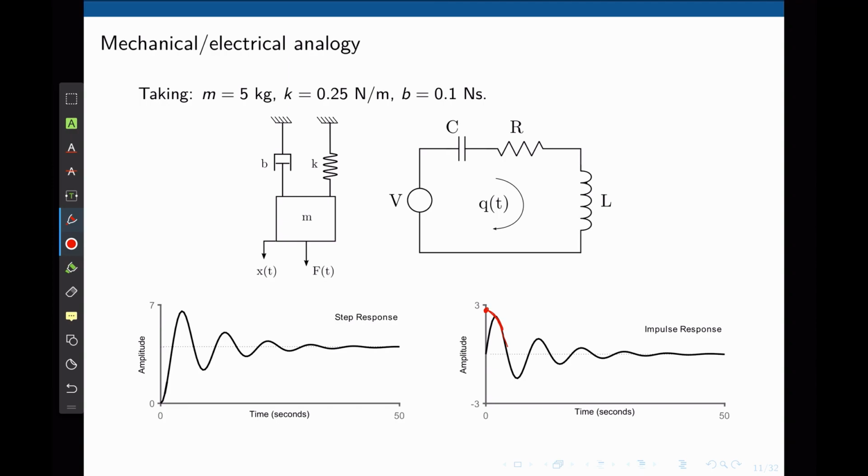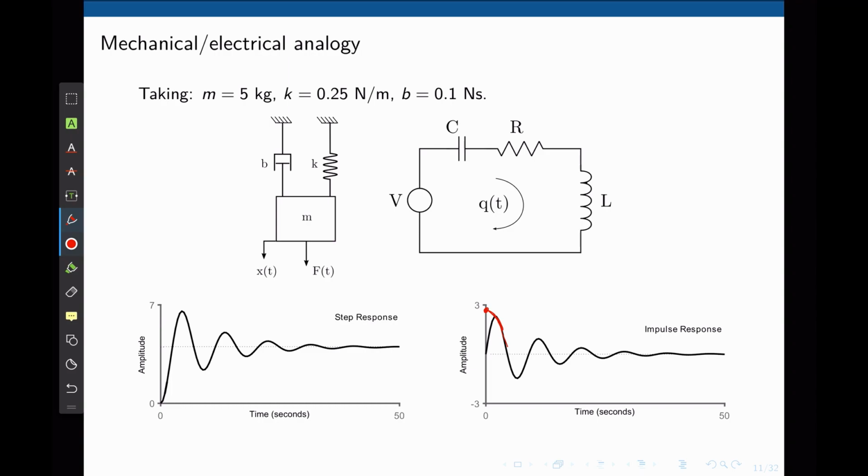Why do we see oscillations? Because of the potential energy in the spring being transferred to the mass and back to the spring. So potential energy in the spring goes to the mass as kinetic energy and back to the spring. But in that process, the viscous friction coefficient due to that damper dissipates a little bit of energy, so these oscillations eventually die out.